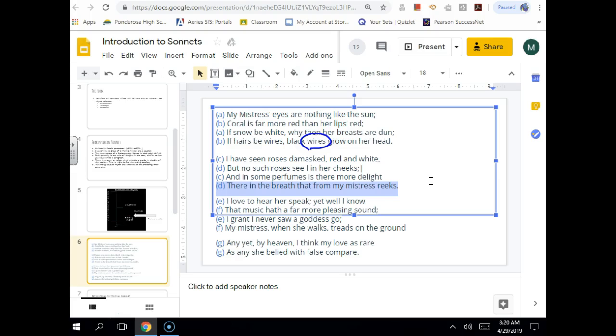My mistress's eyes are nothing like the sun. He's a master. Almost all of Shakespeare's plays, there's a lot written in iambic pentameter. Can you imagine how much time that would take to put together? I was trying to do every other word. Yeah, so it starts low. Coral is far more red than her lips red. He naturally chooses words that are emphasized.